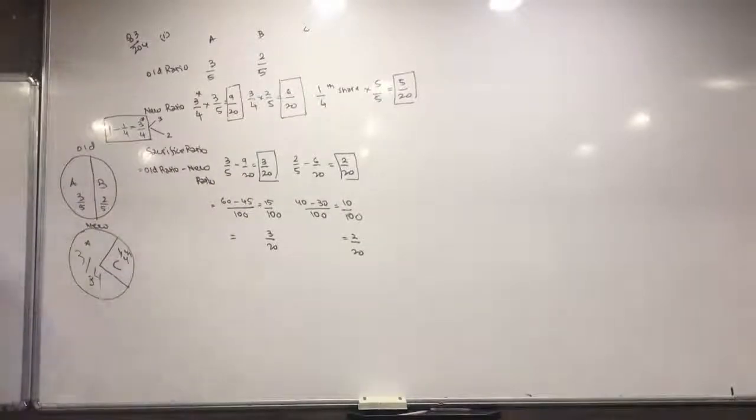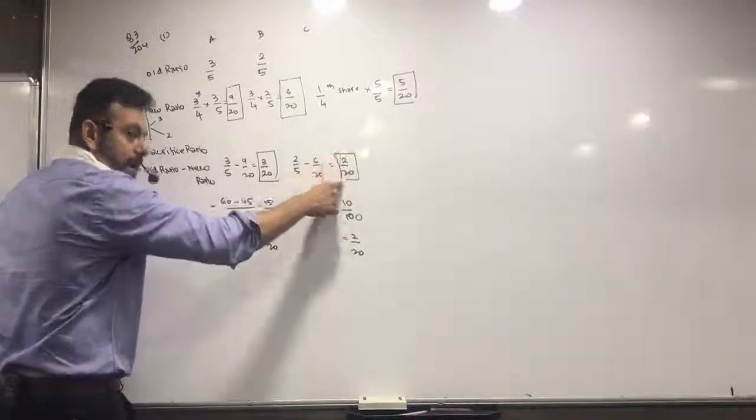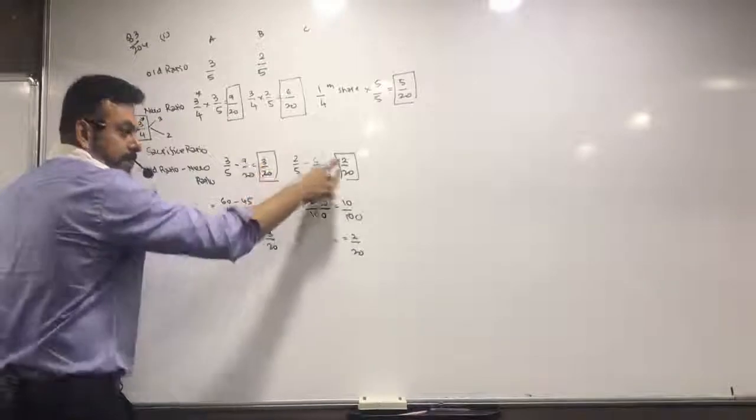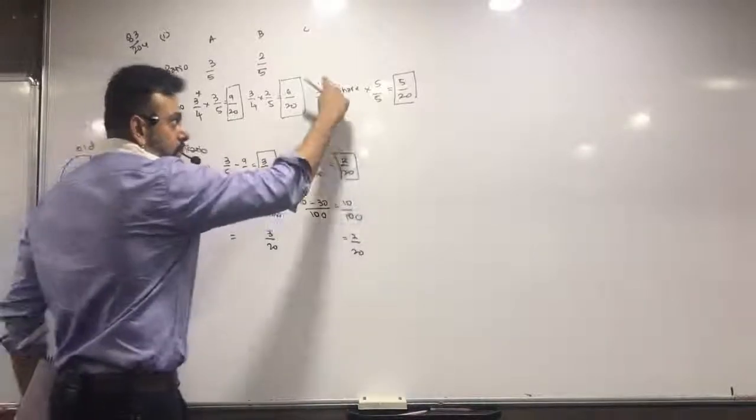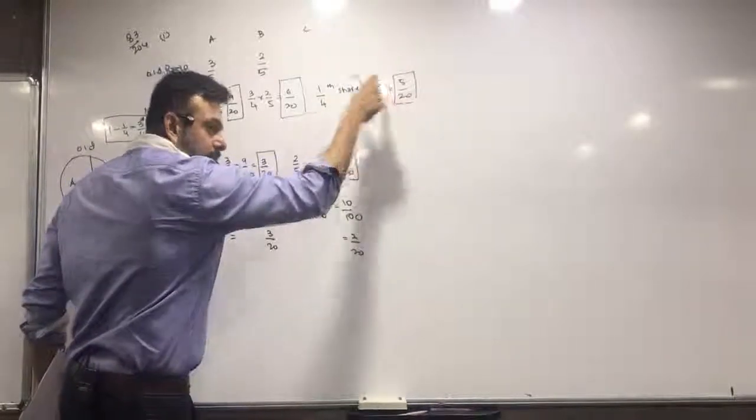Now what's the sacrifice? Sacrifice is also 3:2. Let's check. 3 by 20 plus 2 by 20. So 3 plus 2, 5 by 20, which is equal to 1 by 4 or 5 by 20.